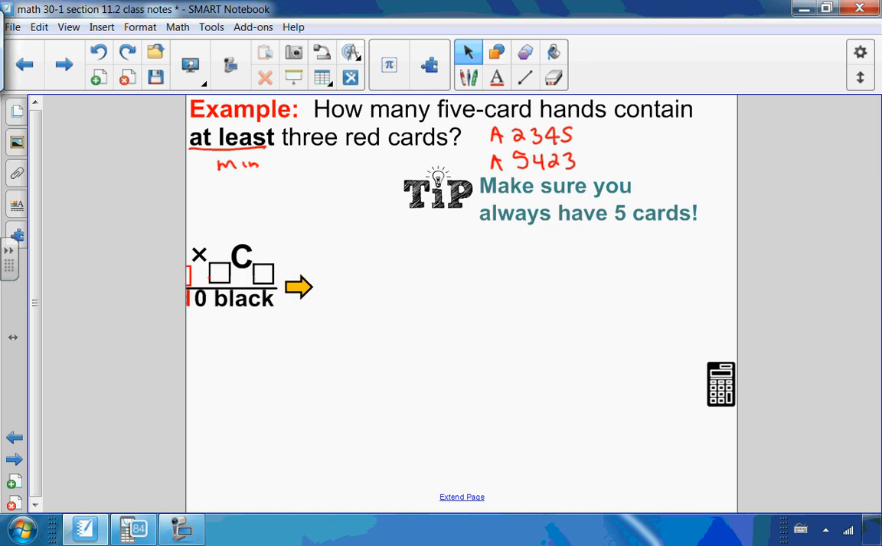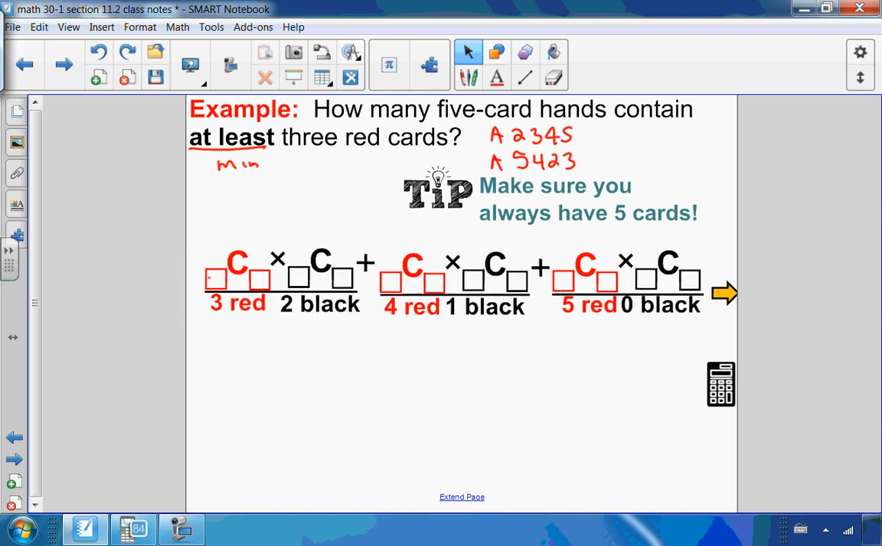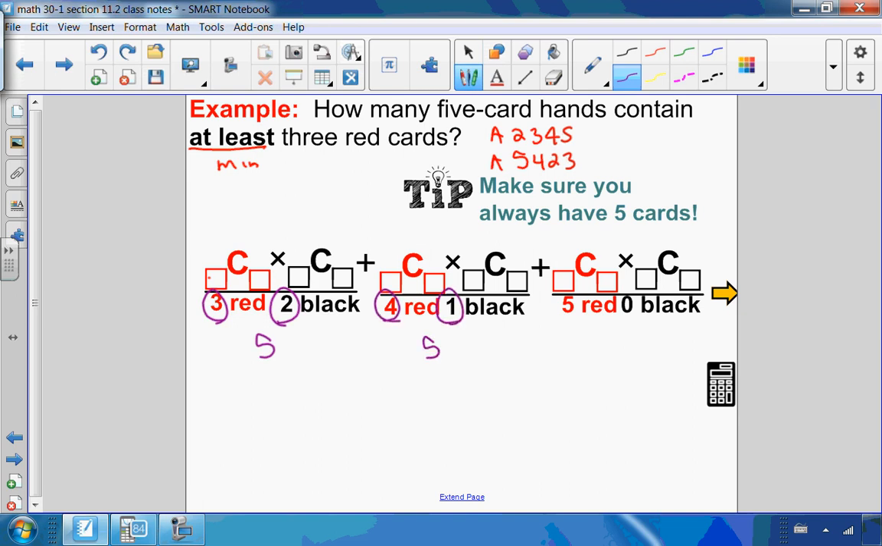So let's look at all our cases like this. My tip is making sure you have 5 cards. If you have 3 cards that are red, you have 2 cards that are black, because 3 and 2 have to add up to 5. If you have 4 red cards, you must have 1 black card that goes with it, because 4 and 1 is 5. If you have 5 red cards, you know you have no black cards, because 5 and 0 is 5. So always make sure they add up to 5.